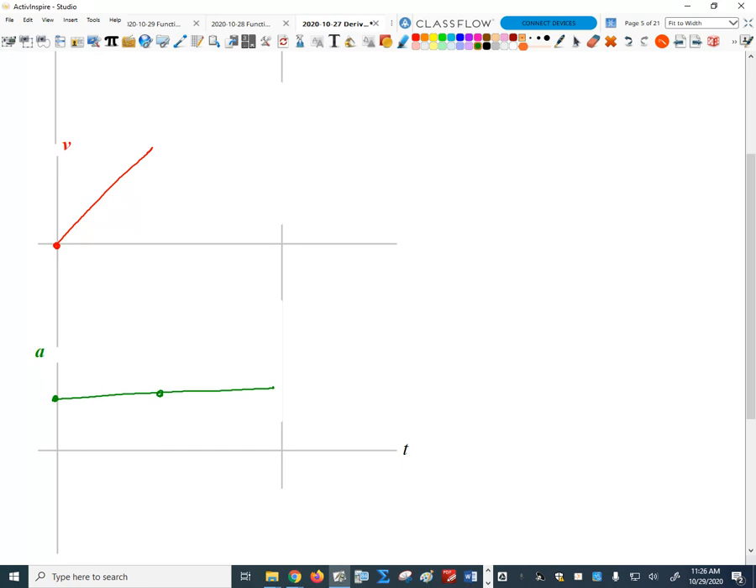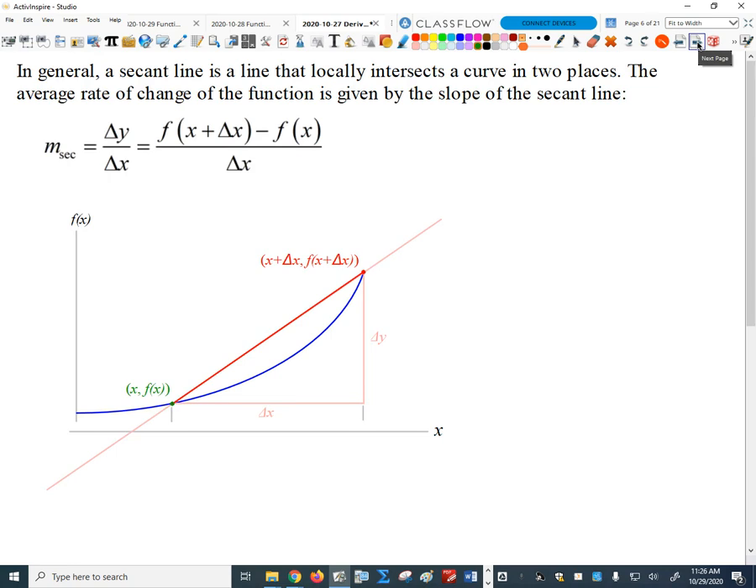Okay. All right. We'll come back to this in a little bit, but I want to define something for you now. We'll get back to our kinematics discussion. Just in general, we say in math that a secant line is a line that intersects a curve in two places locally. It might incidentally intersect the curve in other places also, but let's say that we have a function that has a value of x, f of x, and it has a value of x plus delta x, f of x plus delta x, if we move to the right by delta x.